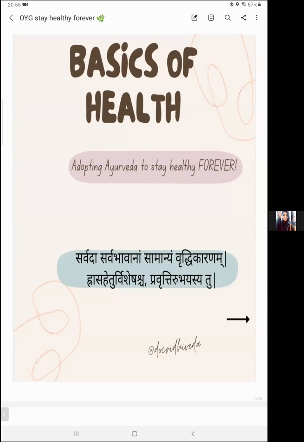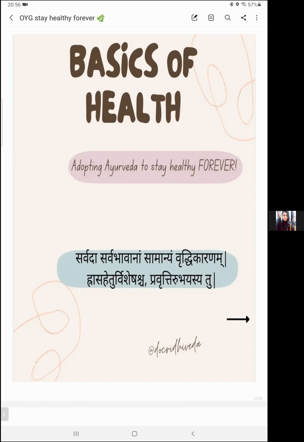Here is one very famous saying that is one of my favorites. सर्वदा सर्वभावानां सामान्यं वृद्धि कारणं ह्रास हेतु विशेषस्तु प्रवृत्तिरुभस्यतु. This is a saying from the first chapter of Charaka Samhita. It is a very simple saying. If there are, say, 5 pots of green color and I keep 5 more, that is increasing it. And suppose from those I take 3 out, now we are left with only 2 green pots.